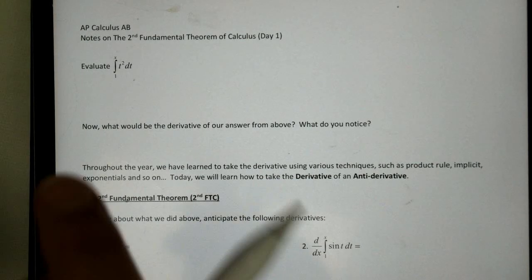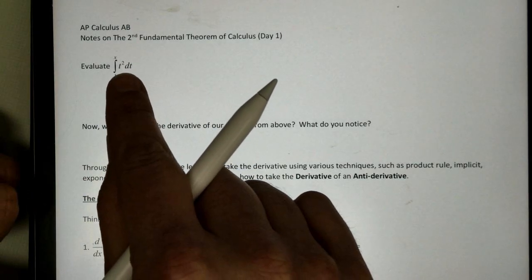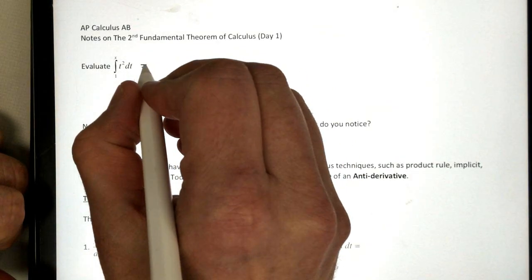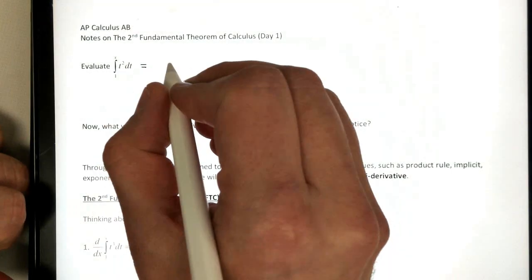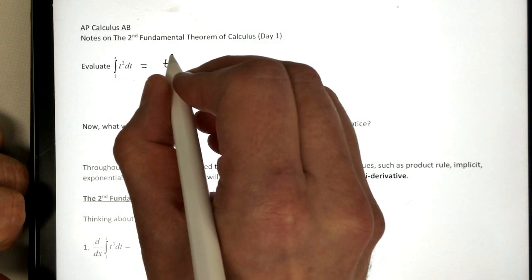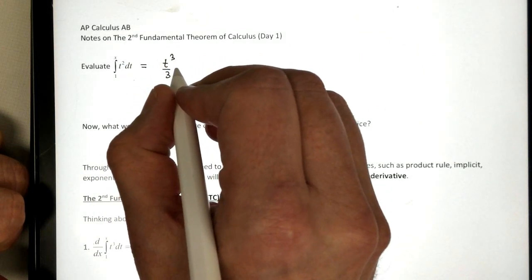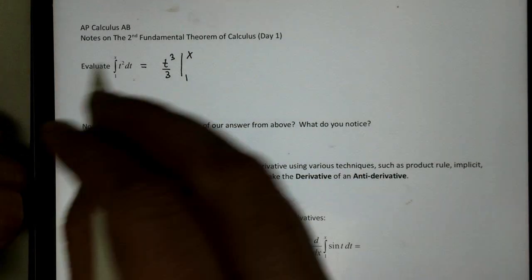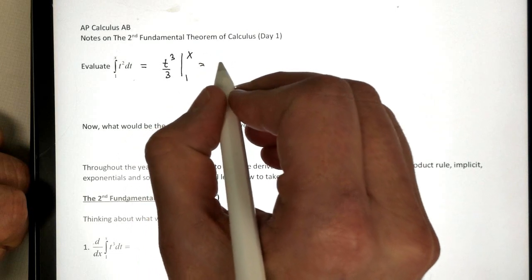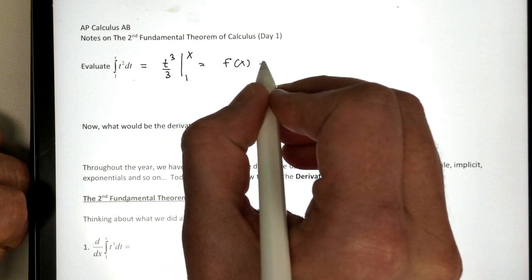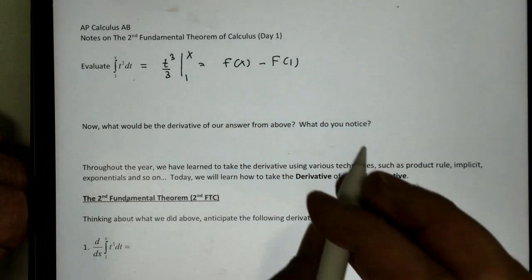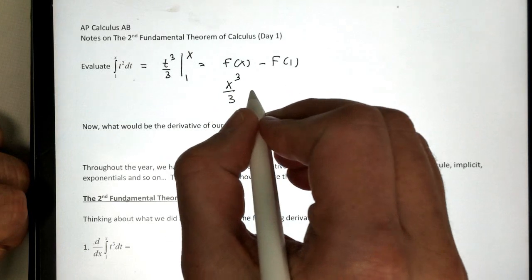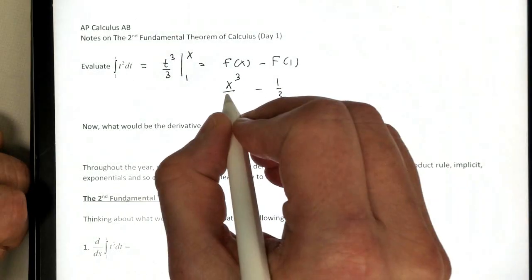Before we start, let's start off by taking this antiderivative here. This is our FTC, so of course our rule just says if I integrate this with respect to t, we would get t cubed over 3, and we would evaluate that from 1 to x. Applying our FTC here, we're going to get F of x minus F of 1. Plugging in the x, this just becomes x cubed over 3 minus 1/3. That should be over 3 there too.